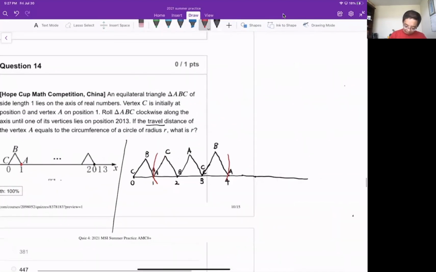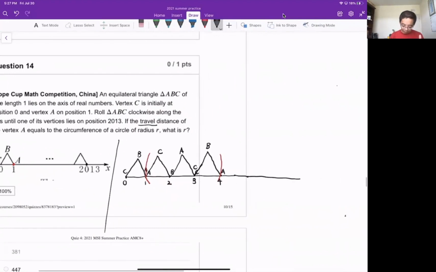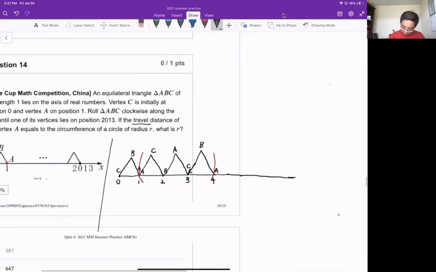Then we go all the way. After this, it will just repeat itself, as the motion repeats itself. Here you see the distance along the real axis is 3. Now we go all the way to here. This is 2013. Let's see.